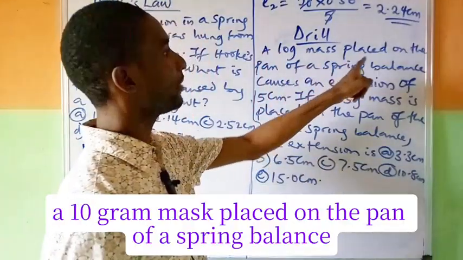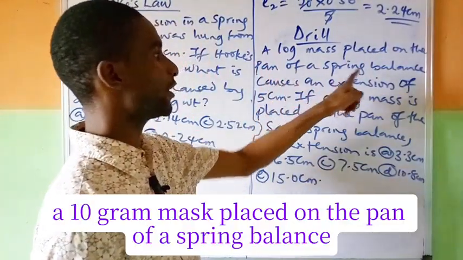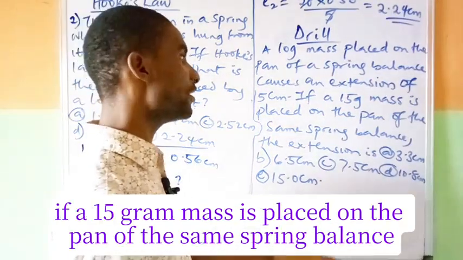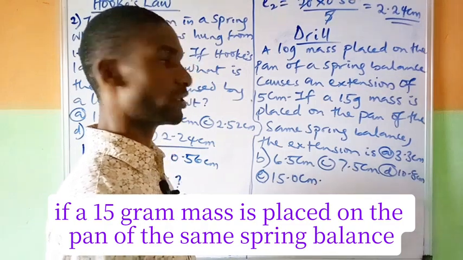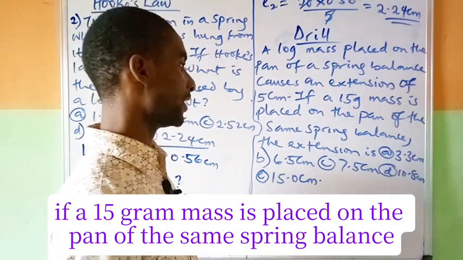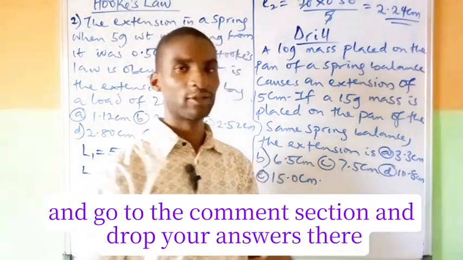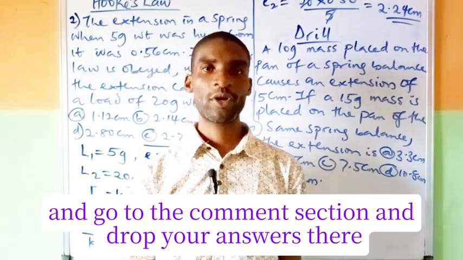Now here is the assignment. A 10-gram mass placed on the pan of a spring balance causes an extension of 5 centimeters. If a 15-gram mass is placed on the pan of the same spring balance, the extension is dash. So calculate the extension.